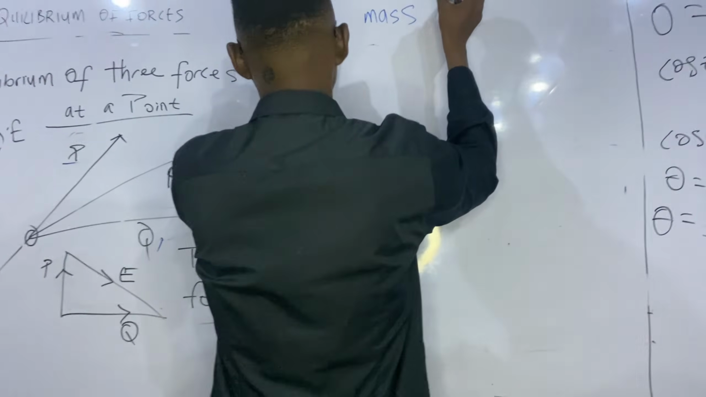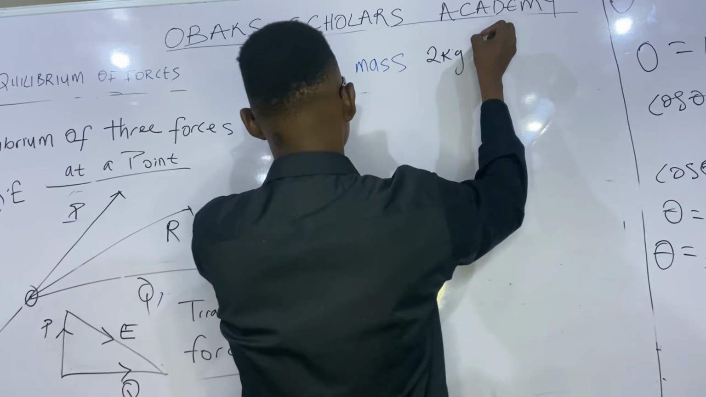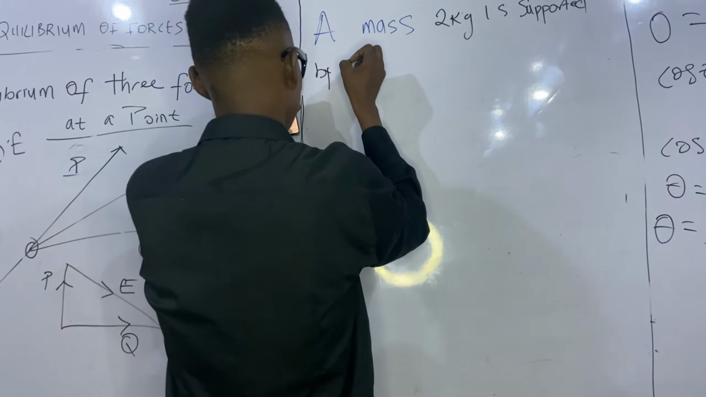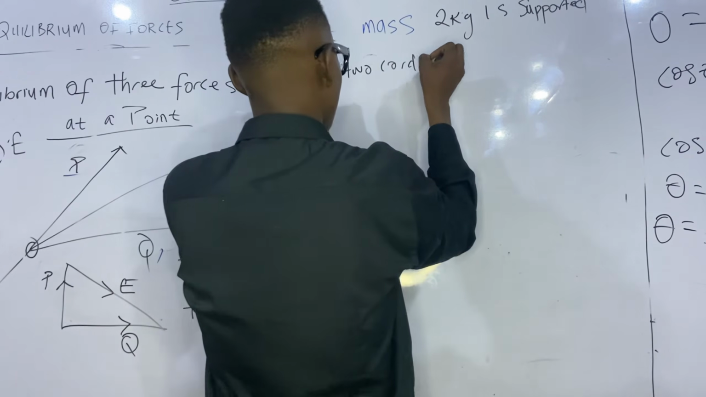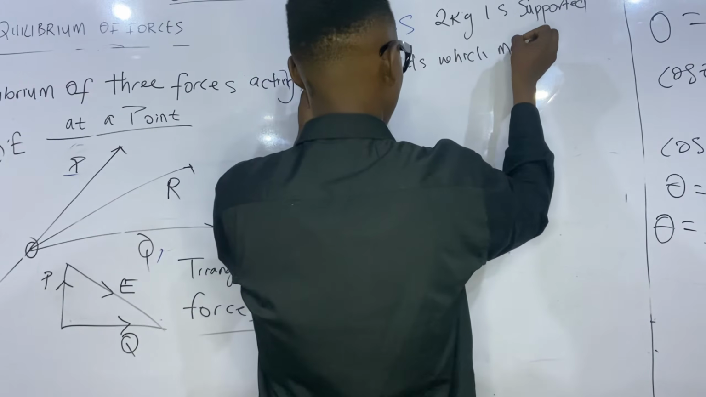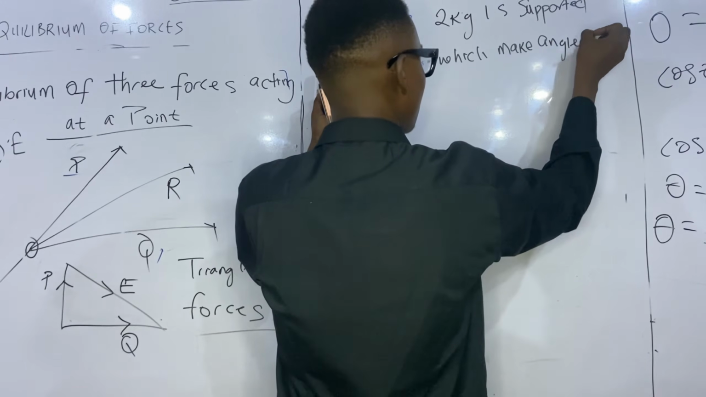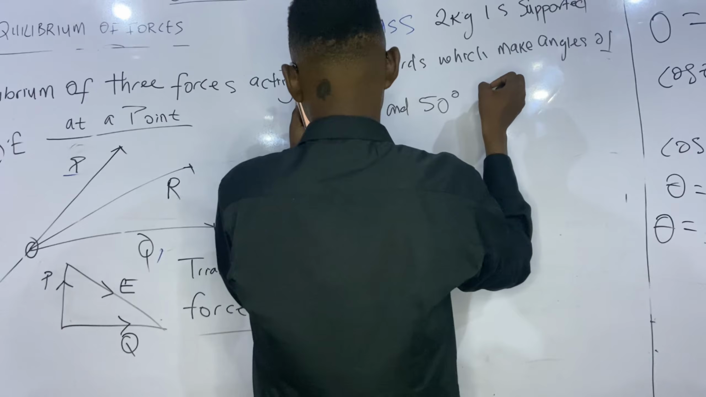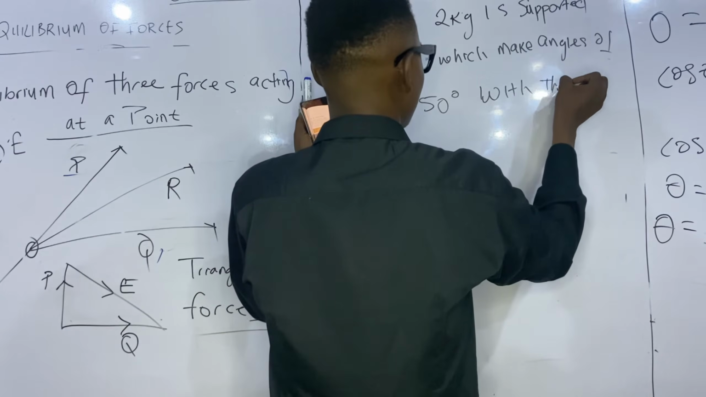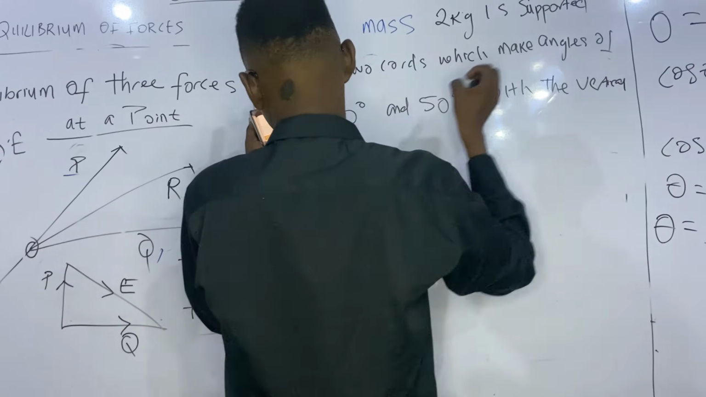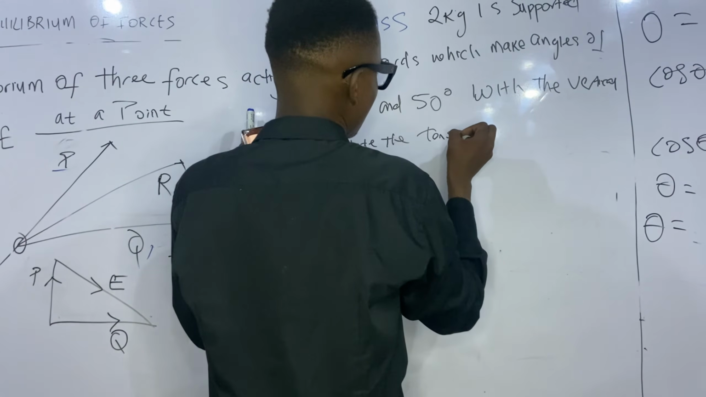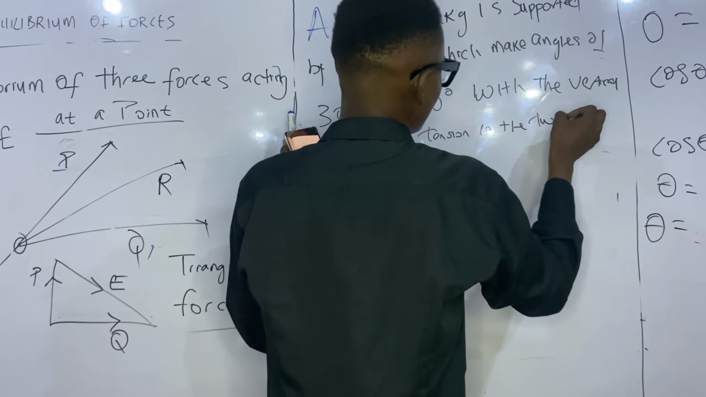A mass, I'm going to use a black marker. A mass 2 kg is supported by 2 cords which make angles of 30 degrees and 50 degrees with the vertical. Calculate the tension in the 2 cords.